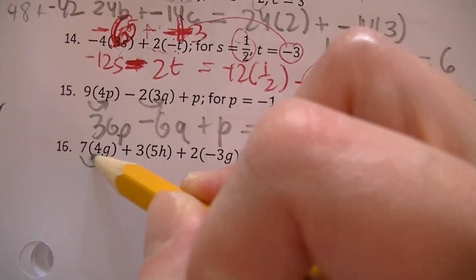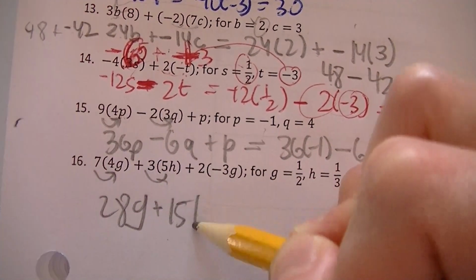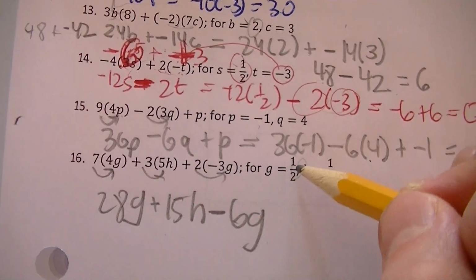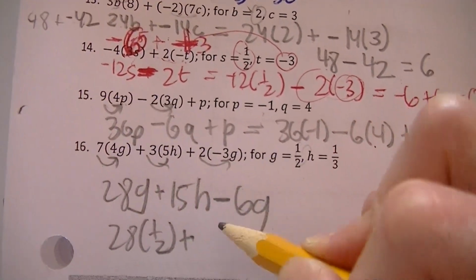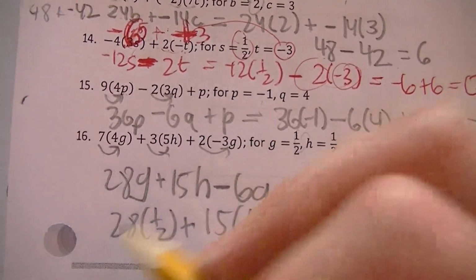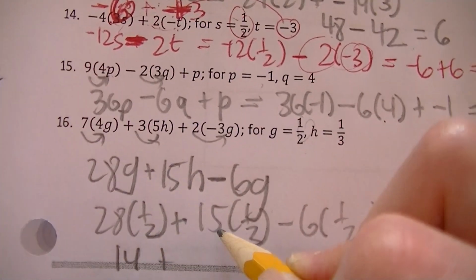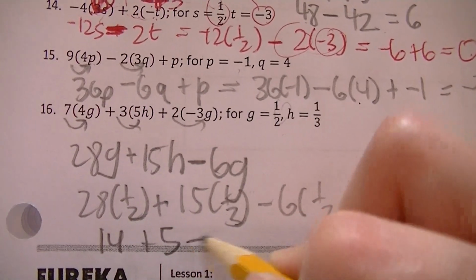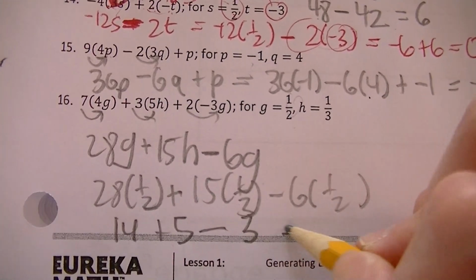Okay, this right here is 28g plus 15h. 2 times negative 3 is negative 6g. Plug in a half for g, so it's 28 times a half plus 15 times h minus 6 times g. Okay, half of 28 is 14. Plus, let's see, a third of 15 is 5. Minus a half of 6 is 3. Okay, that's 19, 18, 16.